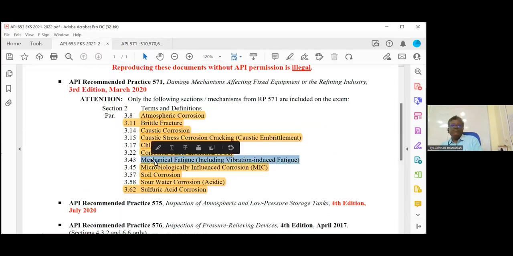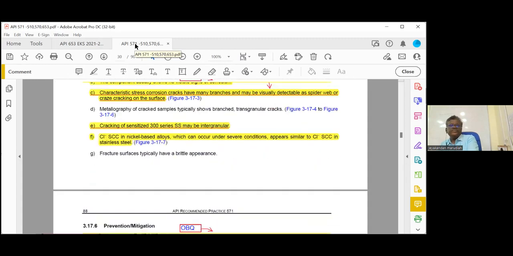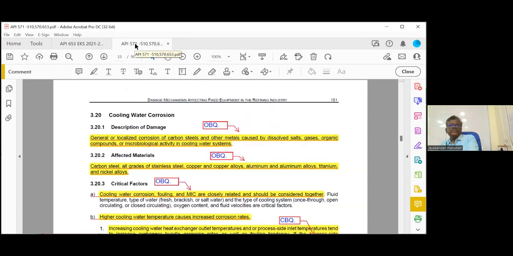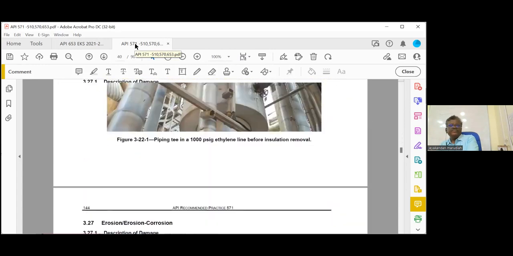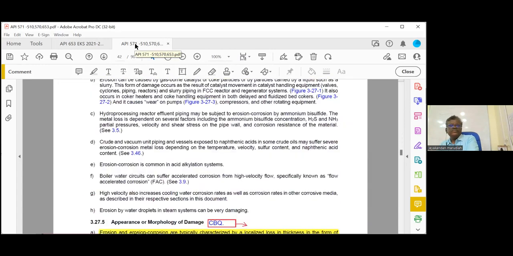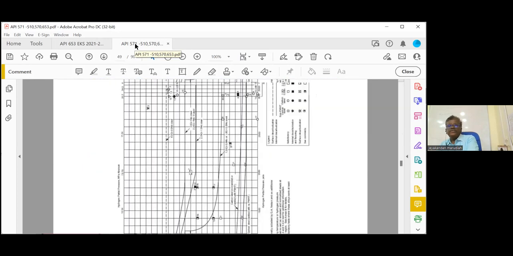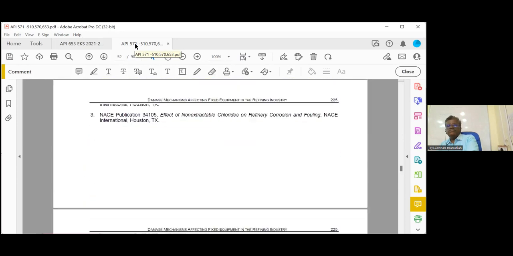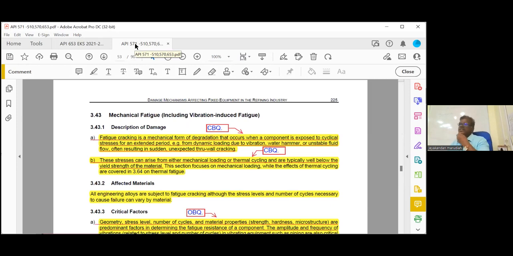So finally, fatigue. Fatigue, mechanical fatigue. Another important damage mechanism. Now, what is meant by fatigue?